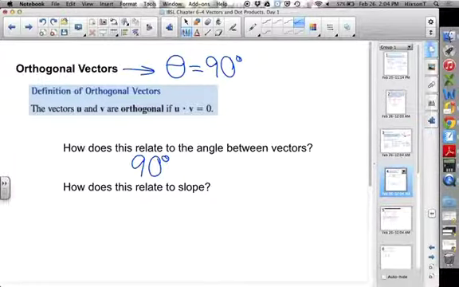This relates to slope. If you did the dot product of two orthogonal vectors, you would see that you've got opposite reciprocal slopes, which is what you learned back in Algebra 1 made perpendicular lines. So that's it. We'll go over more of that tomorrow. Alright, see ya.